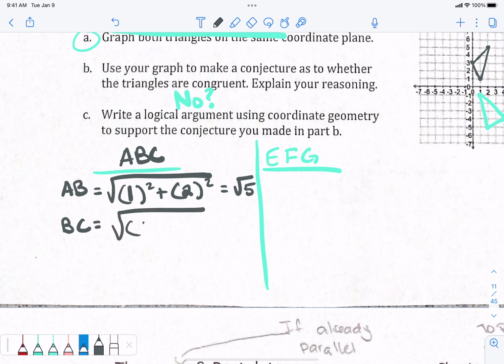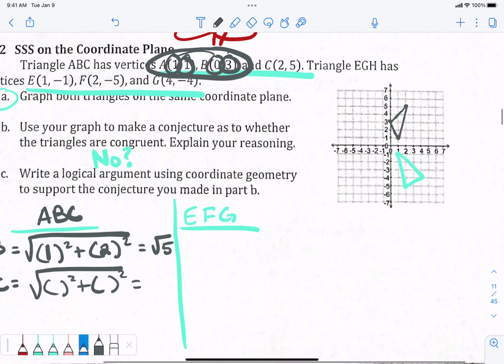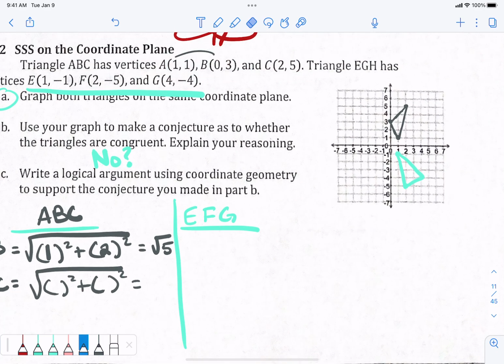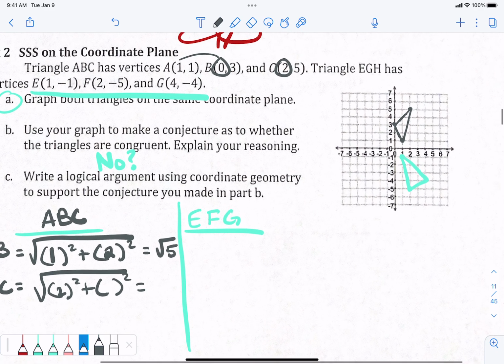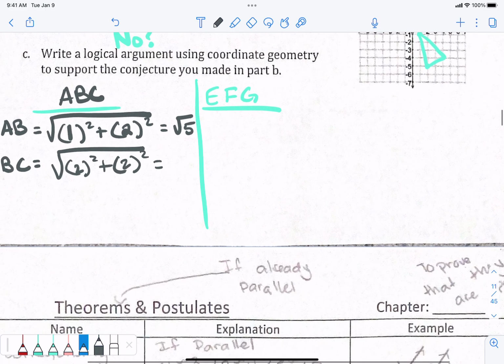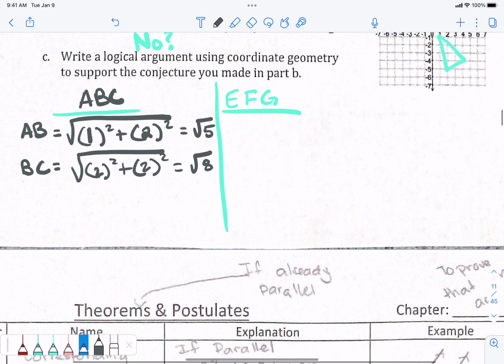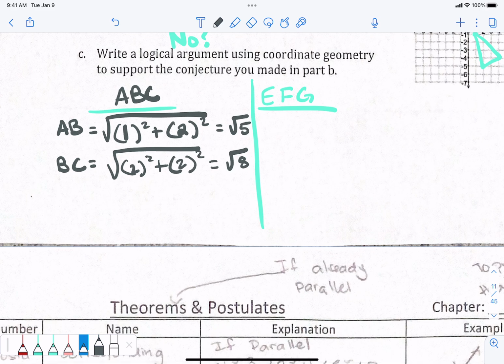Then I have BC is another side. So I'm comparing B and C, and I do the distance formula again, okay? From B to C, if I look at those, B is 0, C is 2, that is 2 units apart. And then we have 3 and 5, which are another 2 units apart, okay? 2 squared is 4, 2 squared is 4, that is the square root of 8. That side is the square root of 8, okay? What's my third side called? CA or AC, doesn't matter what you call it, okay?